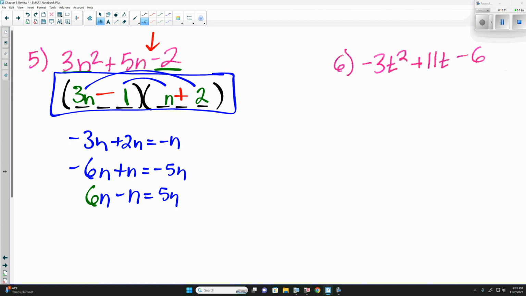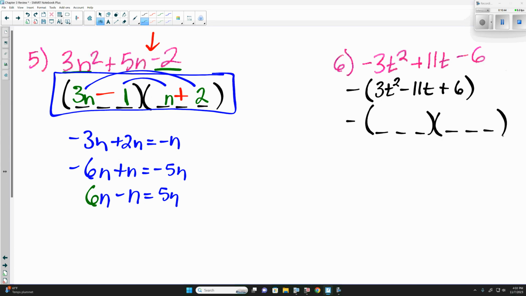Number 6, there is no greatest common factor, but the first term is negative. So to make this easier to work with, we're going to factor the negative out. And factoring a negative out just changes the signs from positive to negative or negative to positive. And for us, it made our 3t squared go from negative to positive, which is going to make it easier to factor.